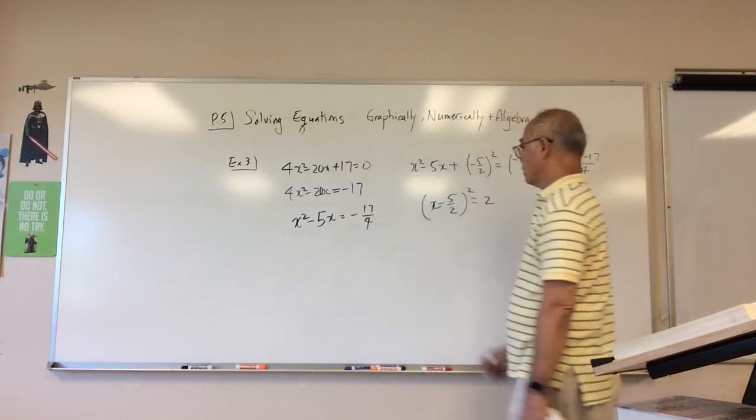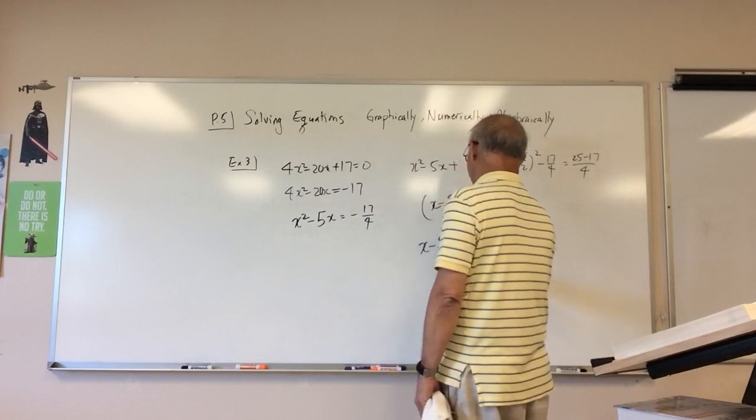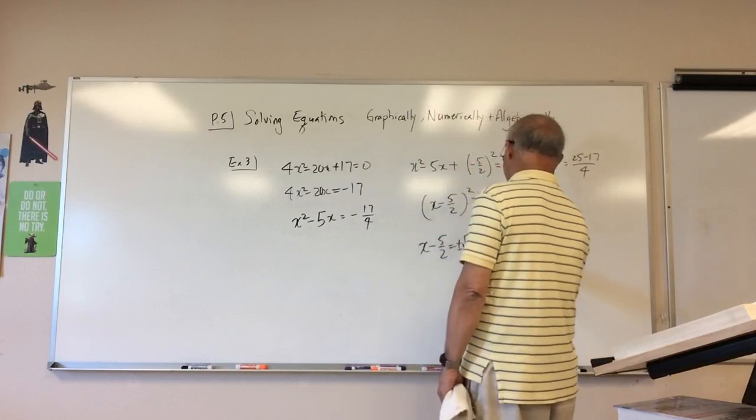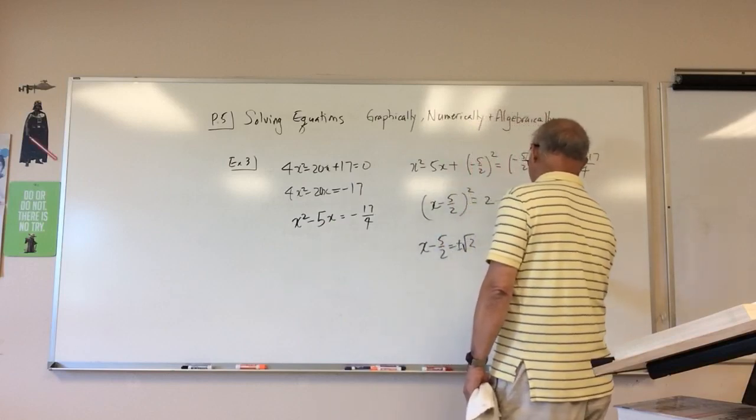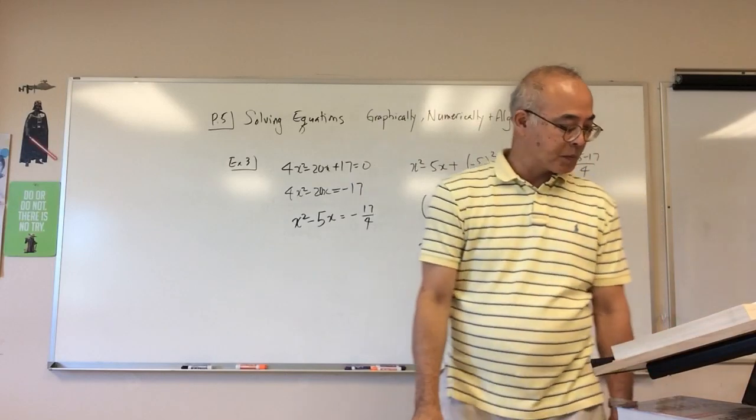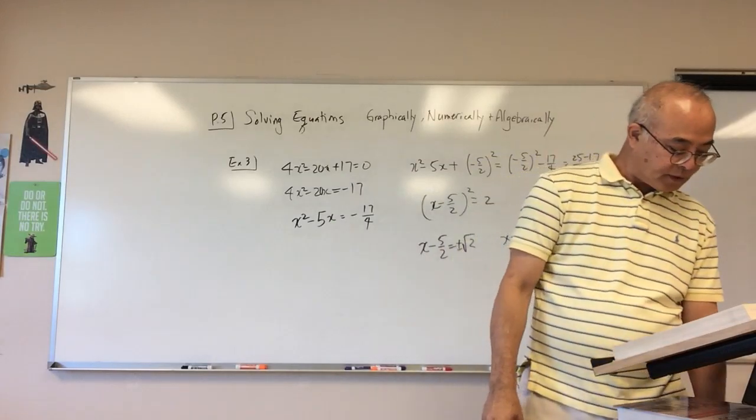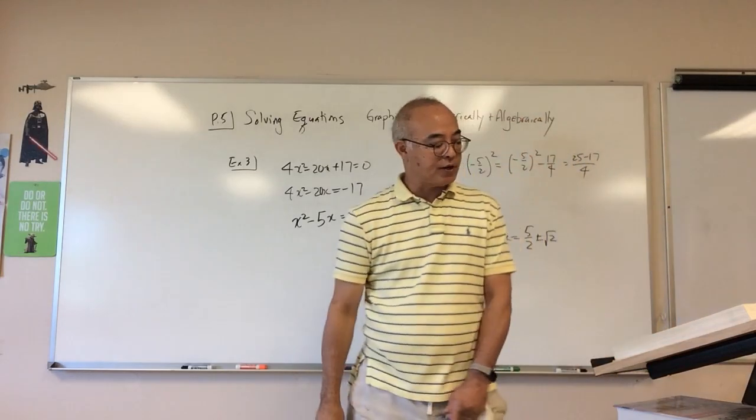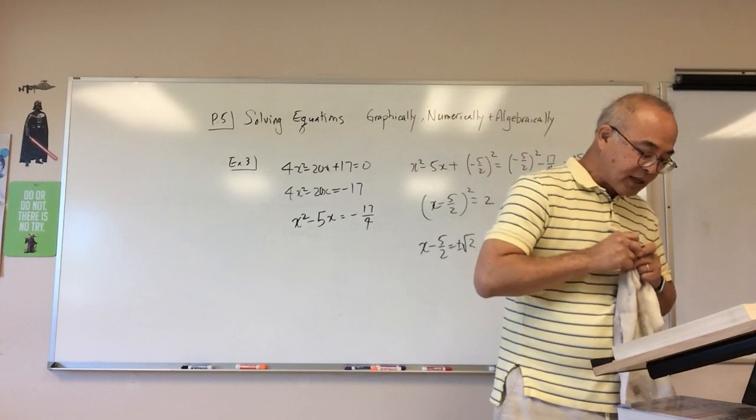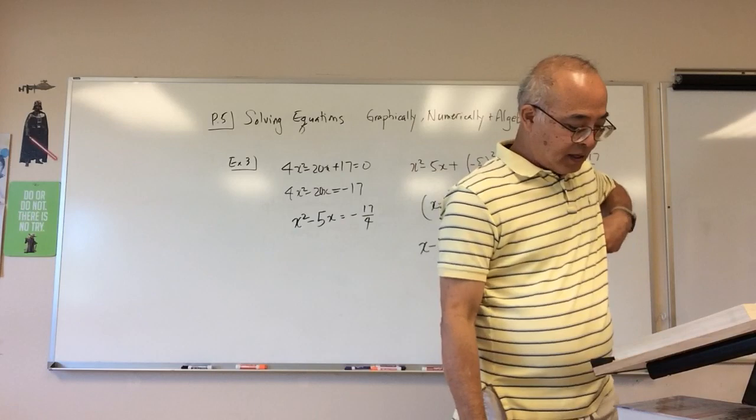Right? So I take the square root of both sides. X minus 5 over 2 is equal to plus or minus square root of 2. Now I move this guy over, so x is going to be equal to 5 over 2 plus or minus square root of 2, and that's really your answer. Okay, so that's how you do that. And in the middle of page 42, there is the quadratic formula. I'm not going to go over that, we've already done that one, so we'll move on.